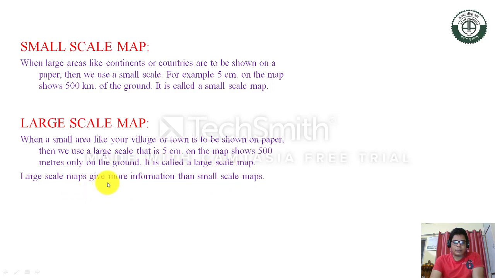Large scale maps give more information than small scale maps, because in a small scale map you have to decrease the size of large continents or countries, so most of the information has to be left out. But in the case of the large scale map, 5 centimeter is equal to 500 meter, so we can study in detail.